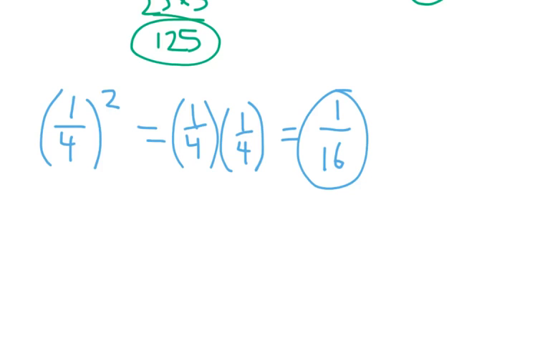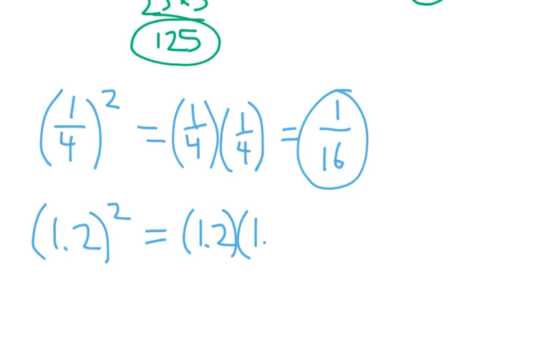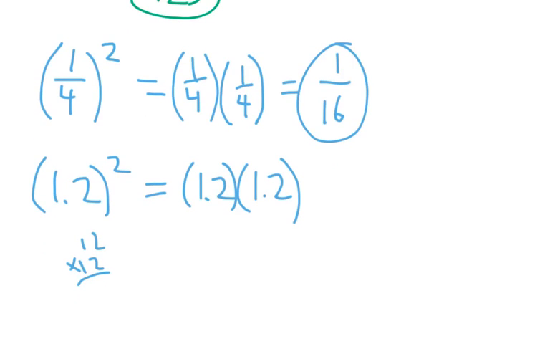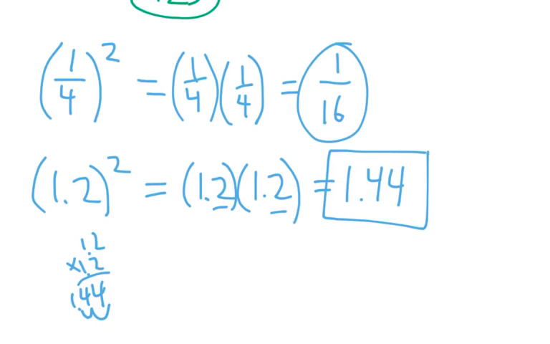Or I could give you a decimal. I could go with 1.2 squared. Well, again, we put it in factored form. That is 1.2 times 1.2. And so we can crunch our numbers off to the side. Essentially, this is 12 times 12, which is 144. But then we'll have two decimal spots, so we need to bump the decimal over two spots to the left. And that gives us 1.44.